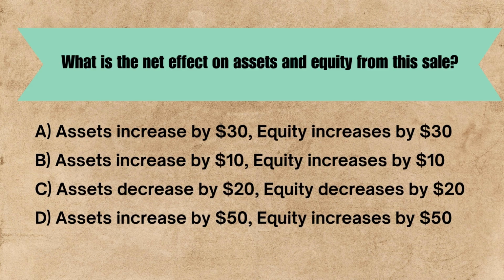A, assets increase by $30, equity increases by $30. B, assets increase by $10, equity increases by $10. C, assets decrease by $20, equity decreases by $20. Or D, assets increase by $50, equity increases by $50.